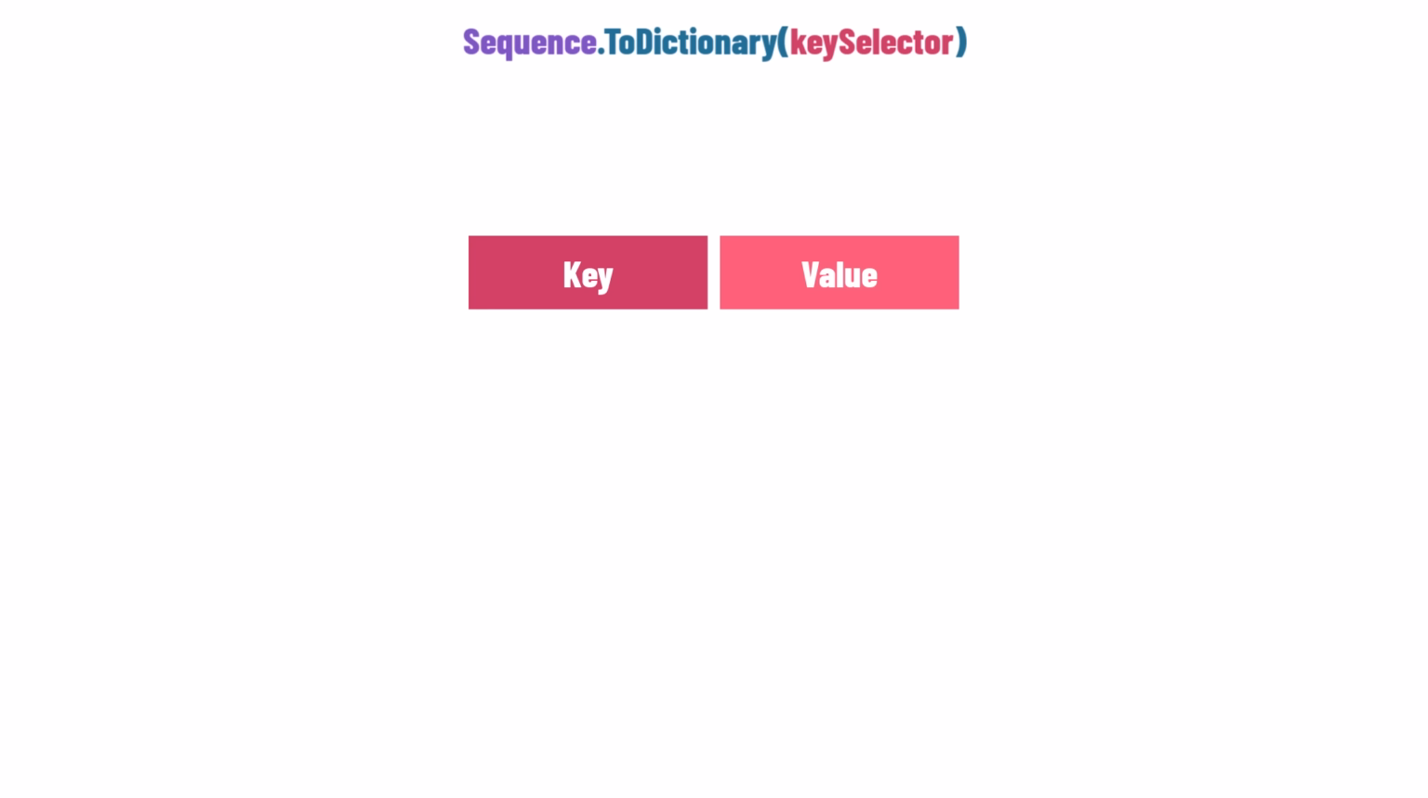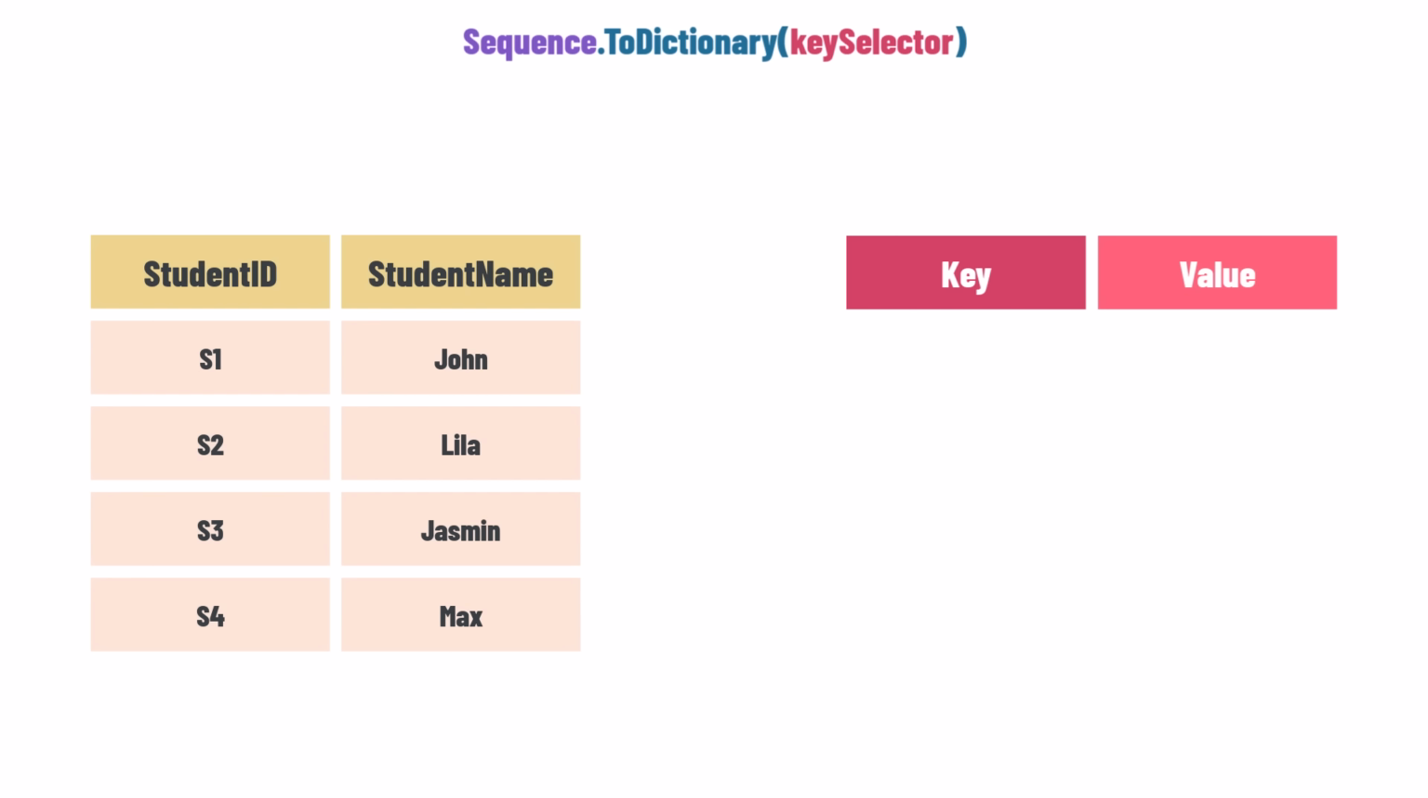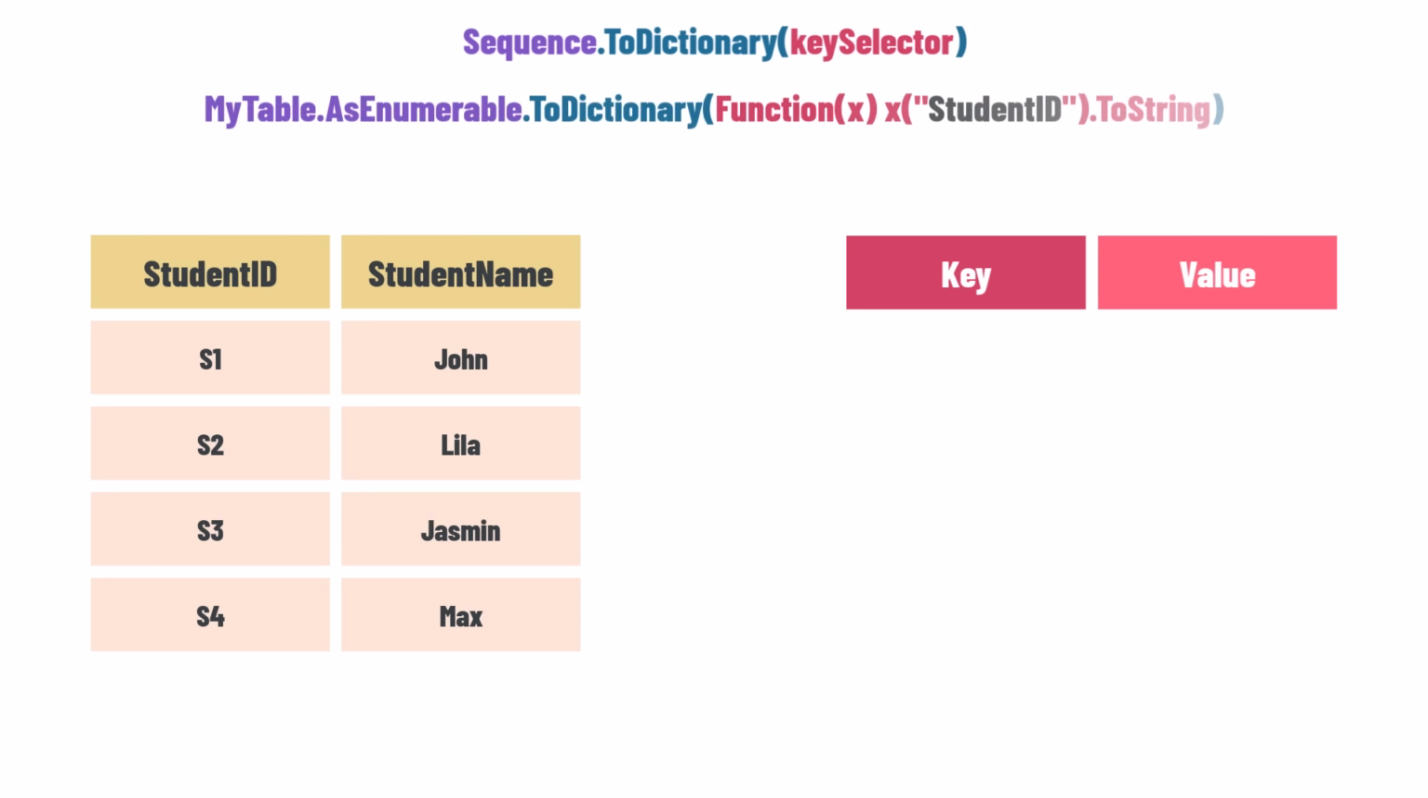Let's move on to the third overload. Here we only have one parameter to select the keys. As you know, dictionary must have keys and values. If we only select the keys, where to get the values? Let's see that using the following example. I have the following table, that I want to convert to dictionary. The column student ID should be the key of the dictionary. For that I will use the following query using the third overload of ToDictionary method.